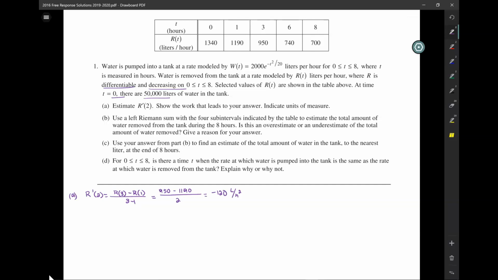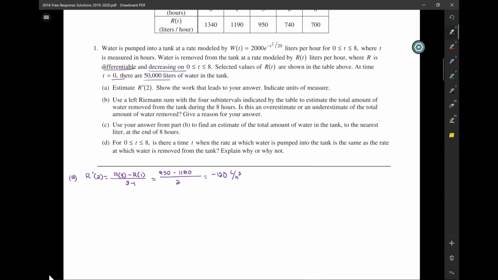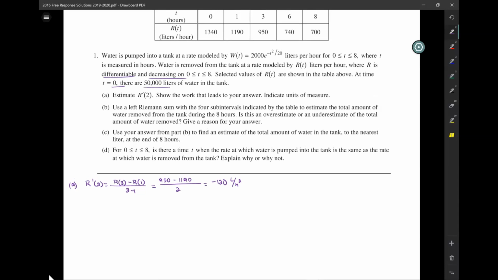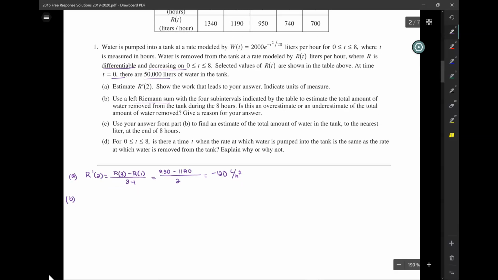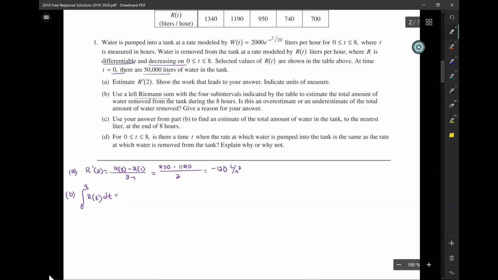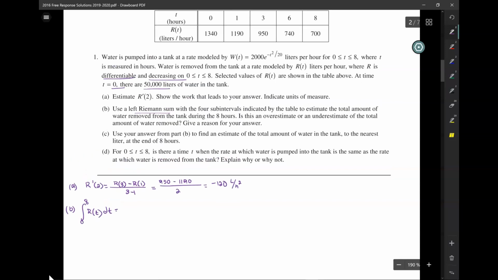Use a left Riemann sum with four subintervals indicated in the table to estimate the total amount of water removed from the tank during the 8 hours. So total amount of water removed from the tank. And then again, is this an over or under estimate? So B, this is a left Riemann sum. So you can either say this is LRAM, or you could say LRAM is actually the integral or the area, whatever, of R of t dt.